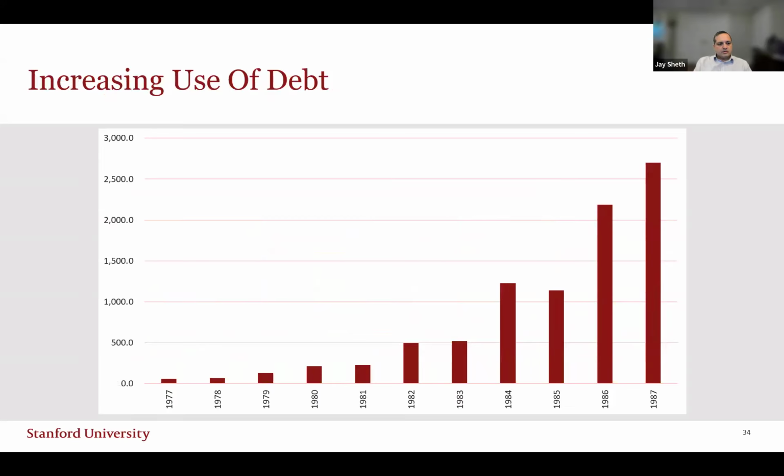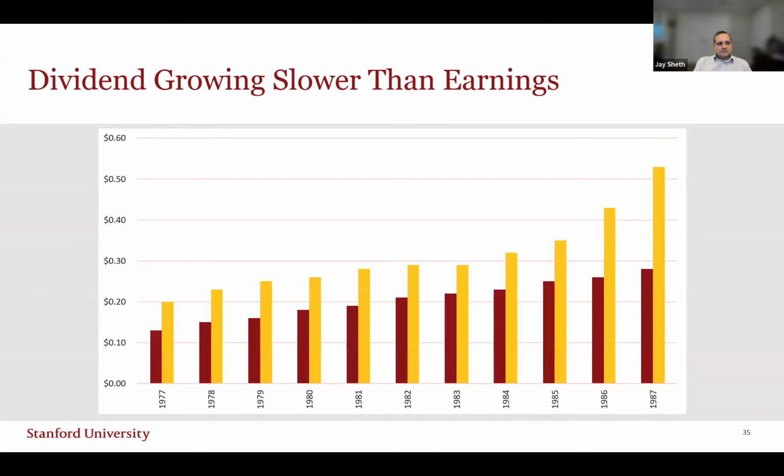You see they started using more debt. Until 82, 83, they kind of kept the debt levels pretty stable. And then in 84, 85, 86, 87, debt started going up pretty steadily. Again, not as a large part of their capitalization because their earnings continued to grow, but they started using more debt in the business.